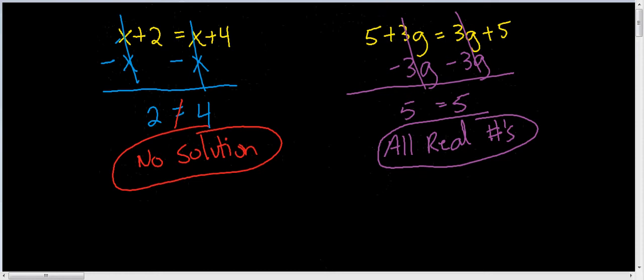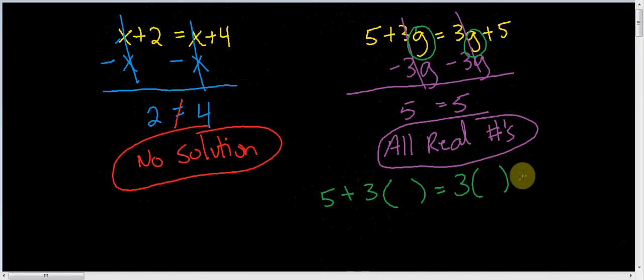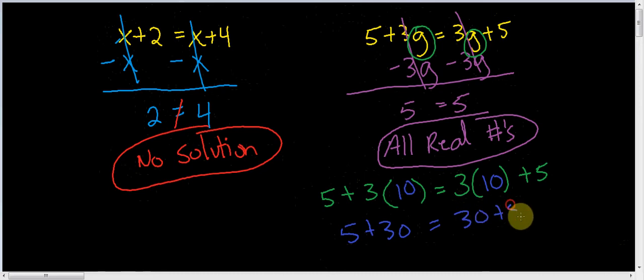Okay, and the reason it's all real numbers is that we could put in any number for our variable, in this case g, and this equation will give us a true statement. So let's check here. Our equation is 5 plus 3 times g. In place of g, I'm going to put parentheses. We're going to substitute a number in. And that should be equal to 3 times g plus 5. So let's pick any number we want. Let's go with 10. We'll put that in g spot. And so we have 5 plus 30 equals 30 plus 5. And that's true. 35 is equal to 35.